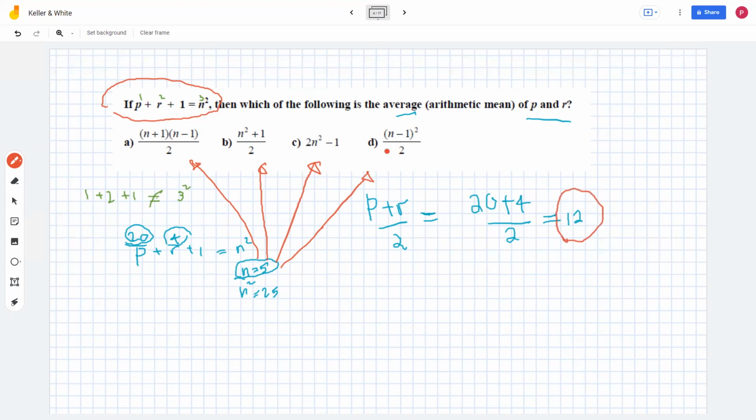Let's see. I'll walk you backwards. If I start with D, 5 minus 1 is 4. 4 squared is 16 divided by 2 is 8, and that's not 12. How about here? 5 squared is 25 times 2 is 50 minus 1 is definitely not 12. How about this one? 5 squared is 25 plus 1 is 26 over 2 is 13. Again, close but not right. Boy, I really hope A works, and of course it's going to. 5 plus 1 is 6. 5 minus 1 is 4. 6 times 4 is 24 over 2 is 12, and there's your winner.